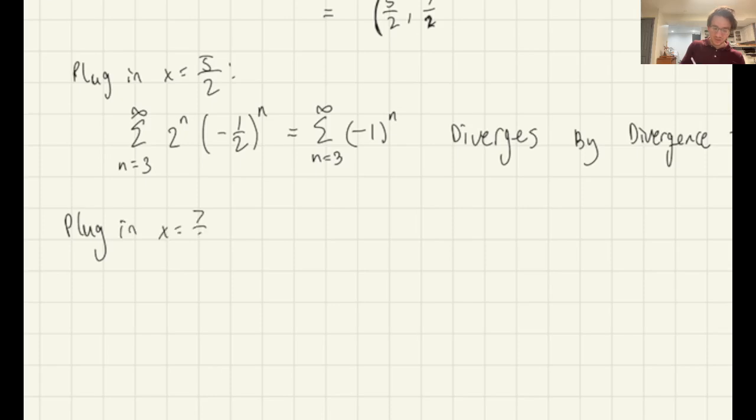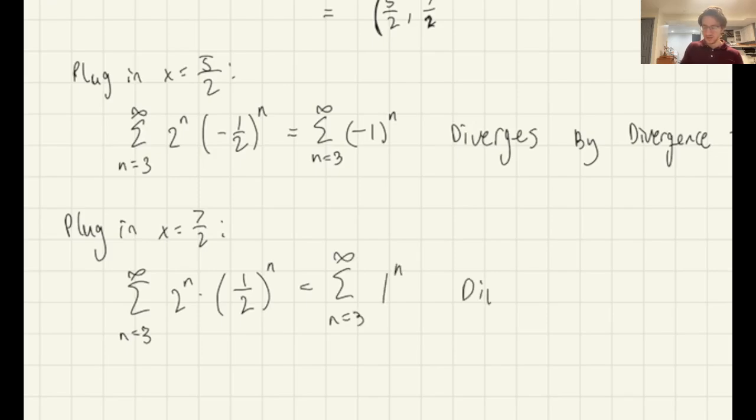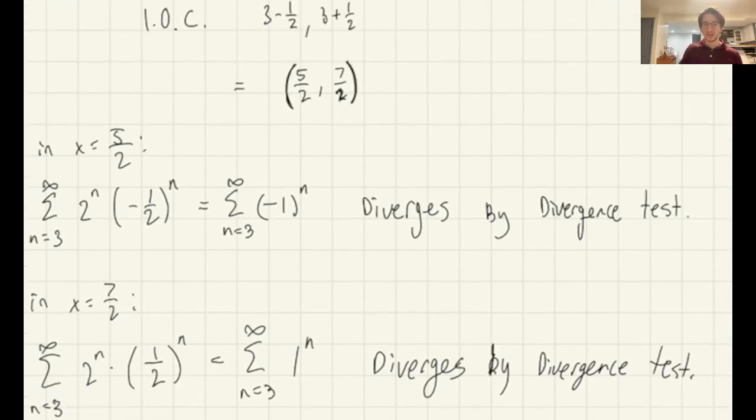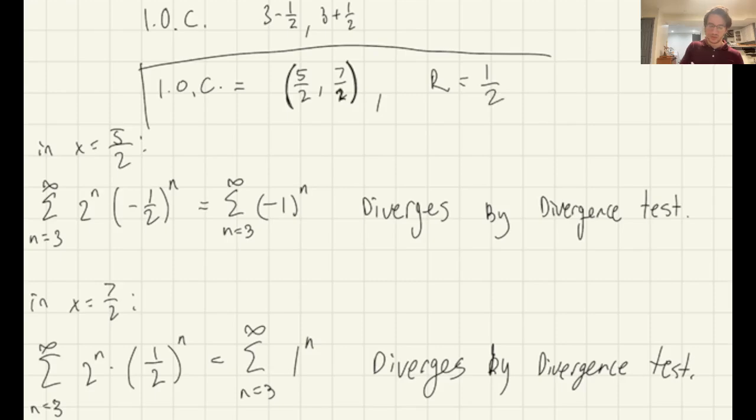with x equals 7 over 2. Sum n equals 3 to infinity of 2 to the n times, when you plug in 7 halves minus 3, you end up with 1 half to the n. That's just the sum of a bunch of 1s, which diverges, again, by the divergence test. So I don't include that endpoint. There's my interval of convergence. And my radius of convergence is 1 half.